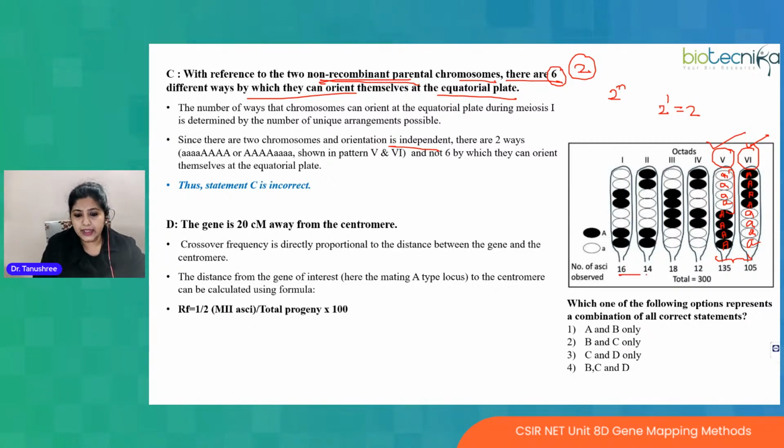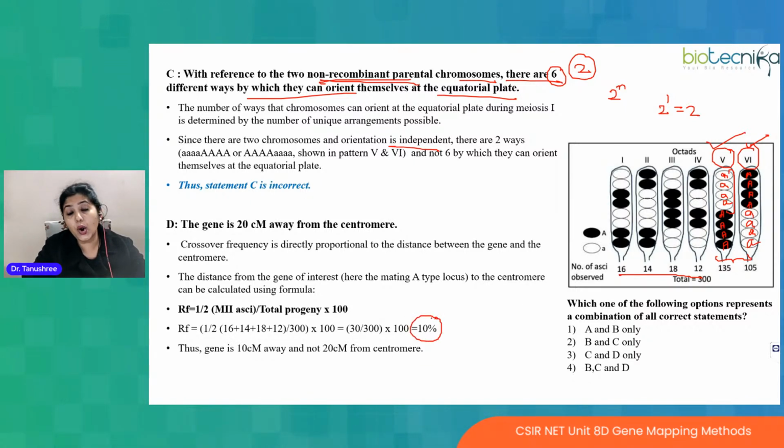So M2 asci is 60, and half of 60 is 30. So 30 by total asci, that is 300, you will get 10%. That is, they should be 10 centimorgan apart, not 20 centimorgan. So when you add them all, you get 60, and we have half of 60 divided by total progeny into 100. That gives you 30, and further you can solve.